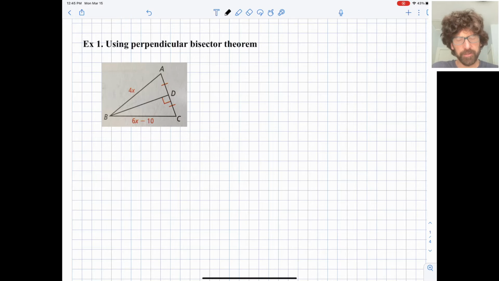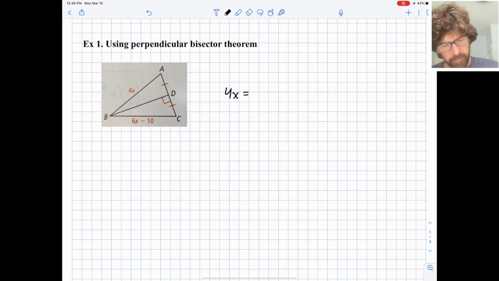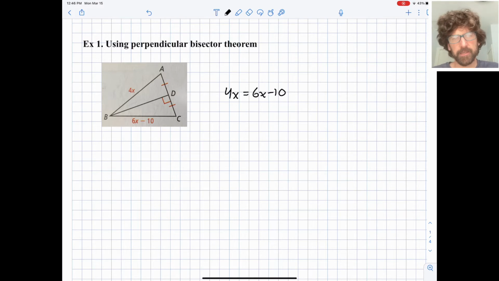So we have a particular triangle right here. It looks like we do have a perpendicular bisector. This segment AC is being bisected by line BD. And so that means that AB must be congruent to BC. So these two distances must be equal. We can write an algebraic statement and say that 4x must be equal to 6x minus 10. And let's solve for x.